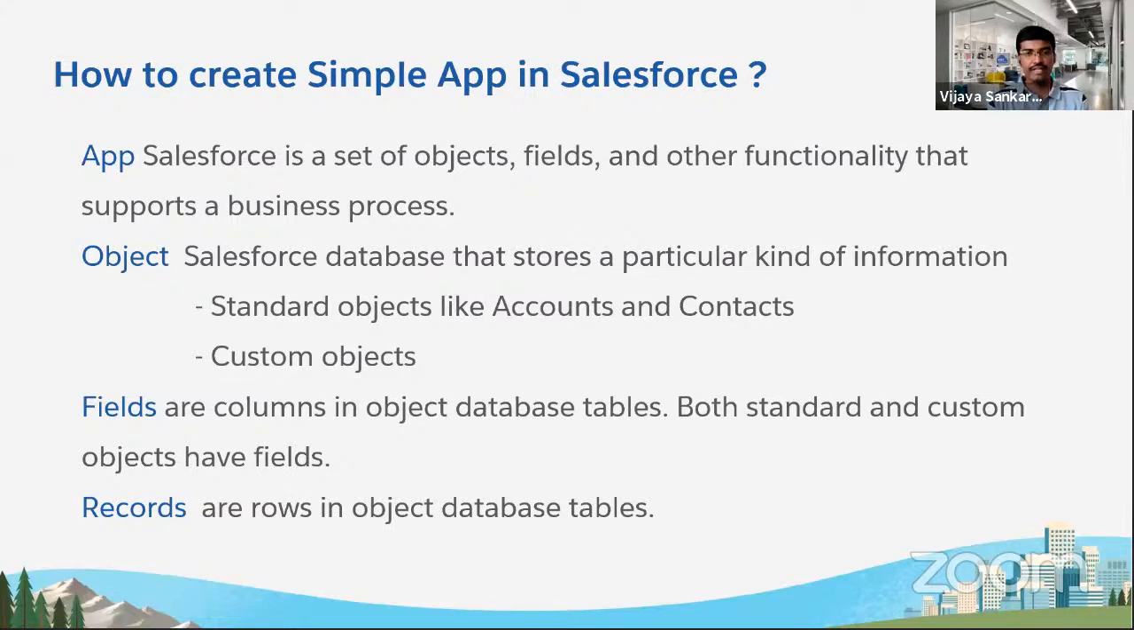So when we say database, in Salesforce we call it an app. Tables we call objects here, columns are called fields, and rows are called records. To help you to understand, right?